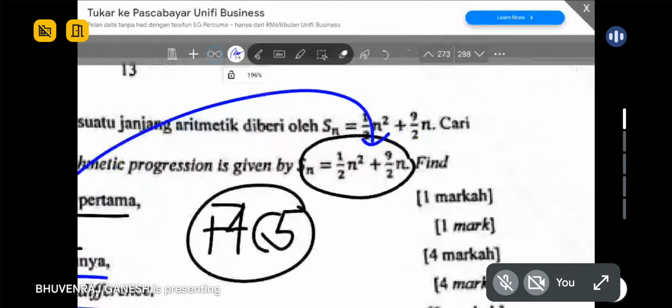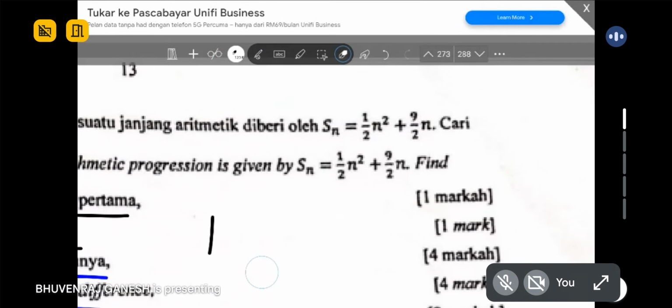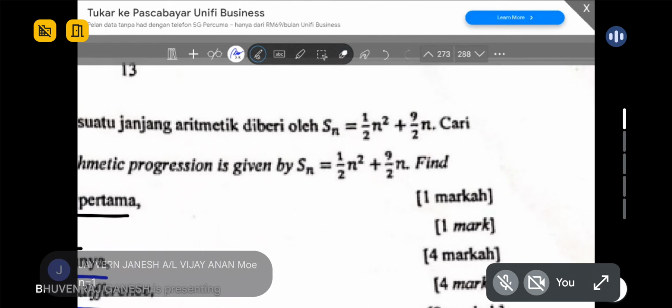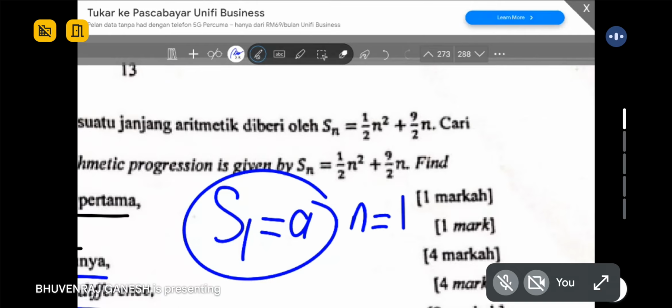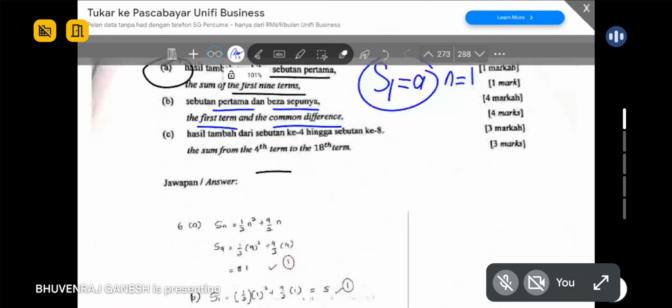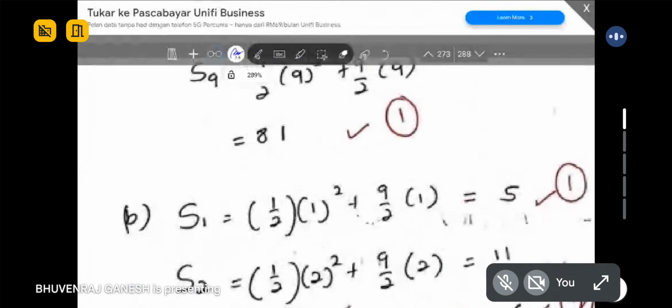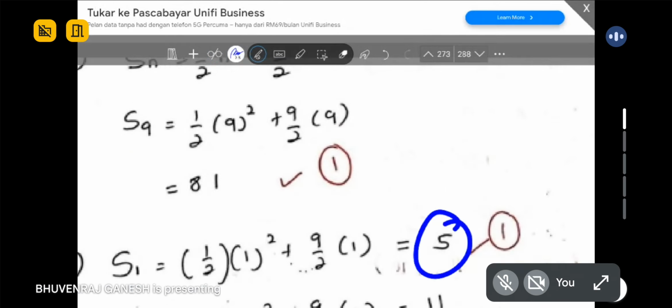Okay guys, based on this formula, right? How can I find first term? Anyone? What is the assumption? Ataupun apa nilai N saya? Yeah, remember guys, S1 is the same meaning as A. Okay? S1 sama dengan A. So N is equal to 1. Okay? So just gantikan lah. Then you guys can get the A value. So A value is equal to 5.